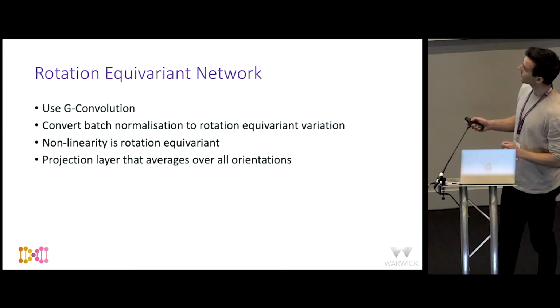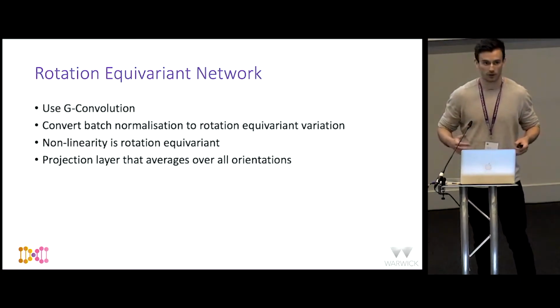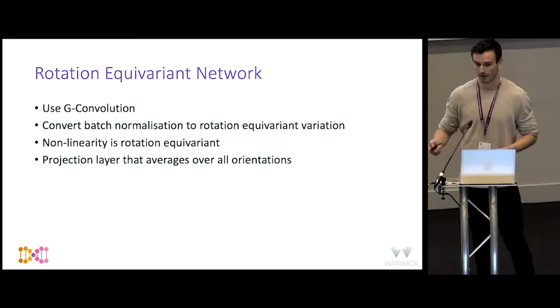Non-linearity doesn't need to be changed. And then at the end, we use a projection layer. So we will have, near the end of the network, the 4 orientations still, and so therefore we will average over each orientation, and this actually achieves invariance at the output of the network.